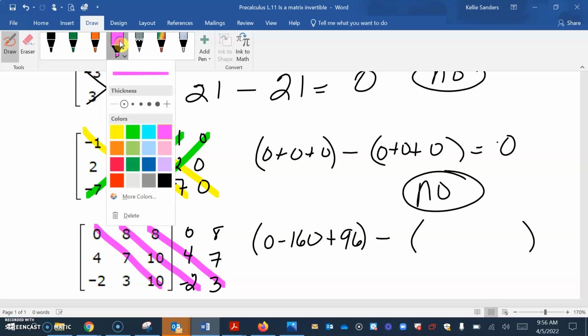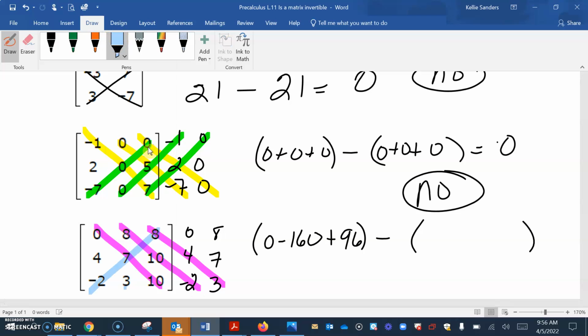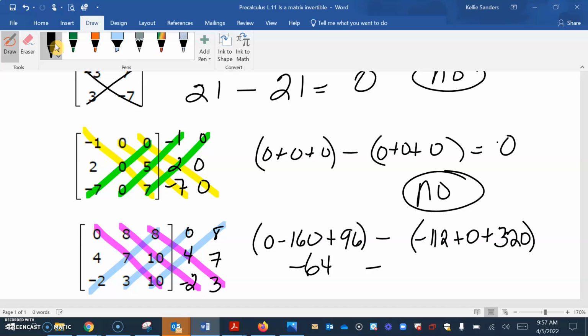And now we're going to switch directions. We're going to do these 3. 56 times negative 2, negative 112. 0 and 32, 320. And then we're going to do negative 160 plus 96 is negative 64 minus negative 112 plus 320 is 208.